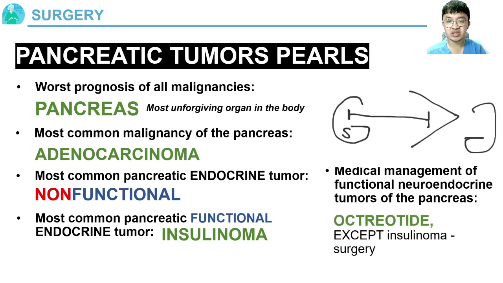So we have this very helpful illustration right here, which shows your gastrinoma and somatostatinoma, more focused in the head, insulinoma distributed all throughout, the VIPoma at the tail, and glucagonoma at the tail also.